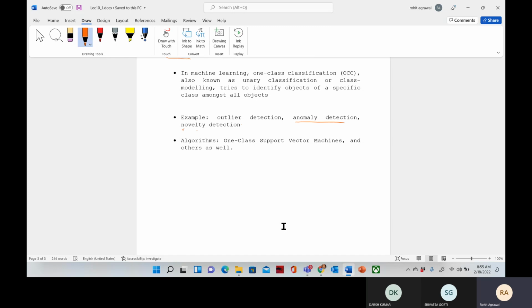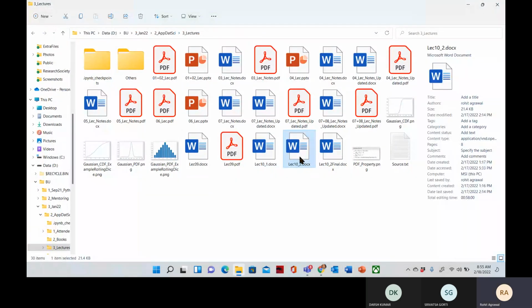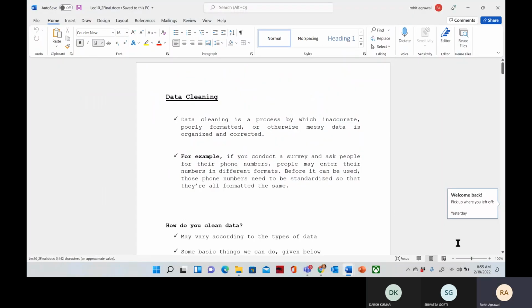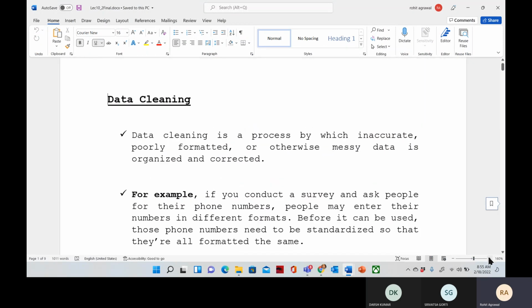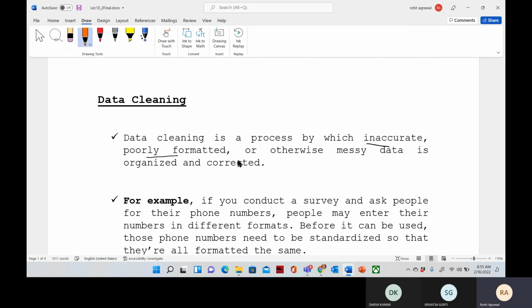So now we are moving further. Next we have data cleaning in the first module, then data transformation, and then data normalization. Cleaning, I think everyone might be familiar with. Data cleaning is the process by which inaccurate, poorly formatted, or otherwise messy data is organized and corrected.